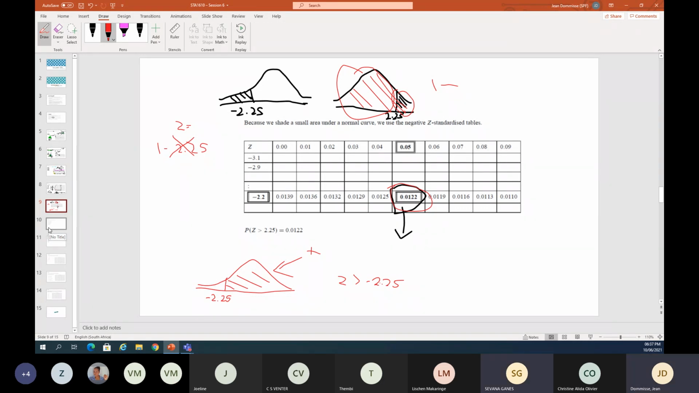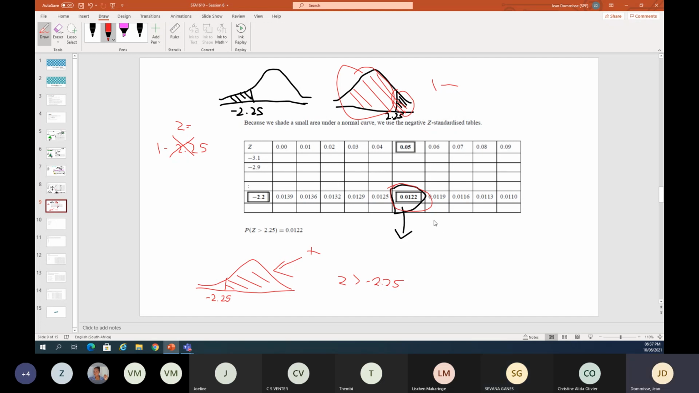Okay, there's another question. John, yes. Just a point of clarity for me, please. When you draw your normal distribution like you've been drawing, and if you shade to the right of the Z value, then you use the positive tables. And if you shade to the left of the Z value, then you use the negative tables. Does it work like that?